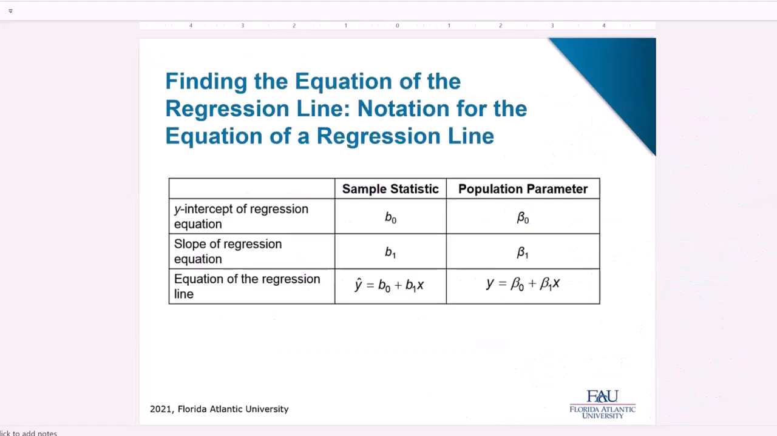Finding the equation of the regression line. Notation for the equation of a regression line. For the sample statistic, it's b0, b1, y hat equals b0 plus b sub 1 x. For the population, it's beta sub 0, beta sub 1, and our actual y. Y hat is an approximation of our y.